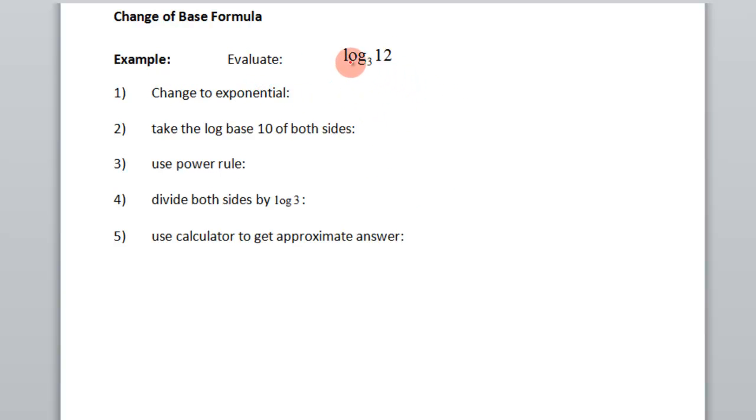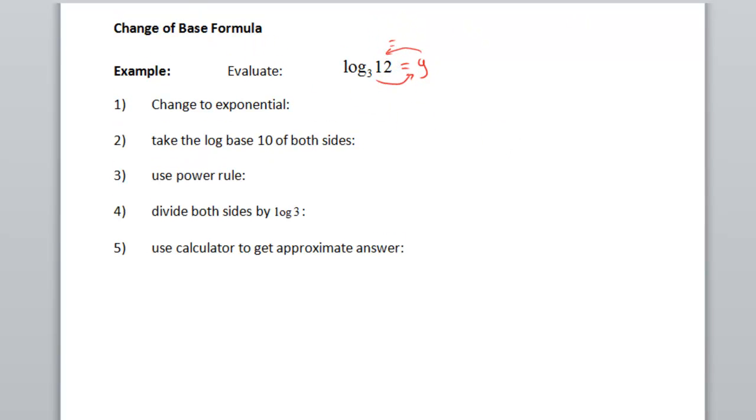We're going to look at evaluating log base 3 of 12. Some calculators now can actually do that, but most calculators only have base 10 and base e, natural log. So what I usually do is I say, okay, I don't know what this is, so I set it equal to an unknown, say y. And then we change it to an exponential, meaning this is log form, so I change it to the exponential. 3 to the y equals 12, right?